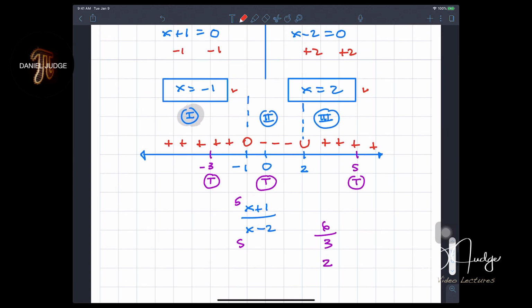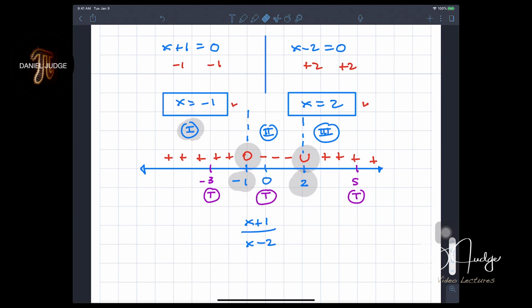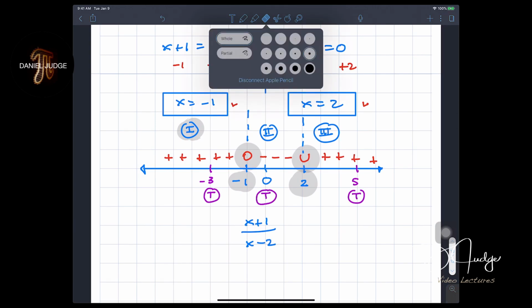And so, ladies and gentlemen, this is the difference between a product and a quotient. The real difference is right in here: when x is 2, the fraction's undefined, and when x is -1, the fraction's 0. That information is going to be very helpful for us in deducing our answer. So here's our sign analysis for a fraction. We found the signs of every region.